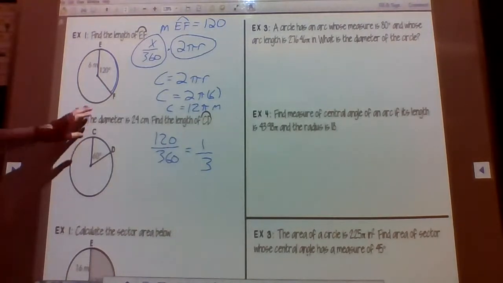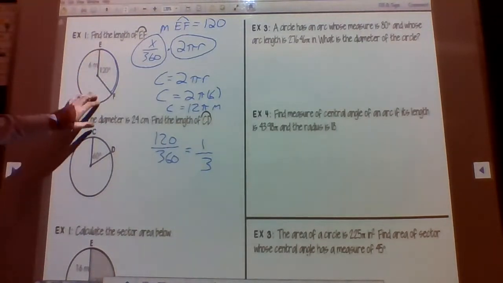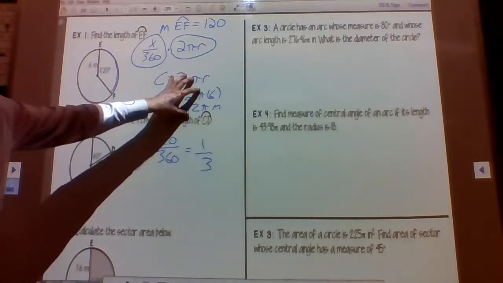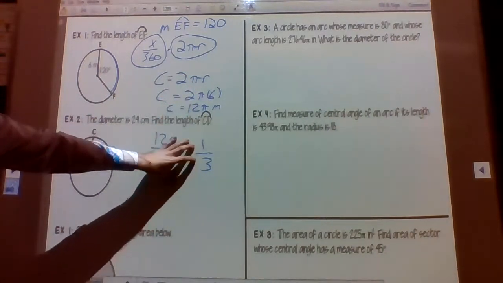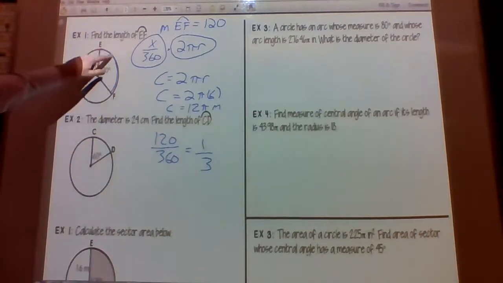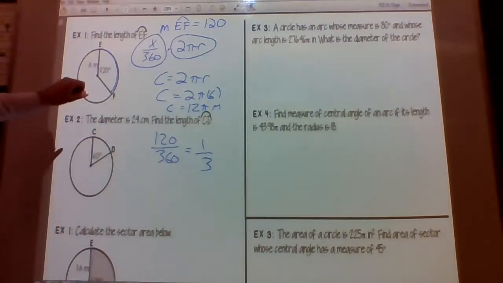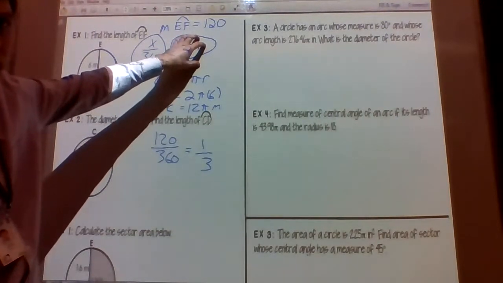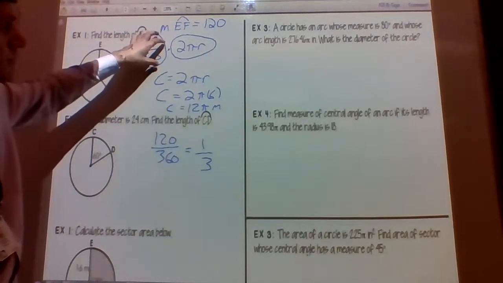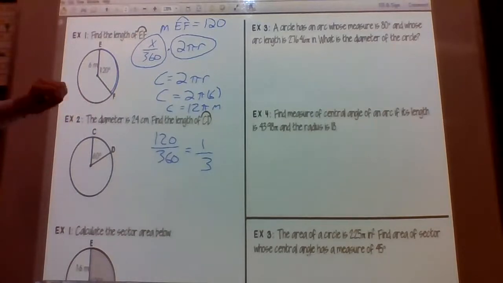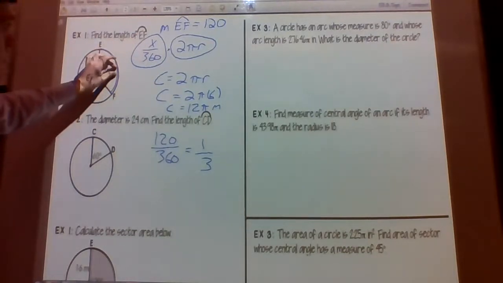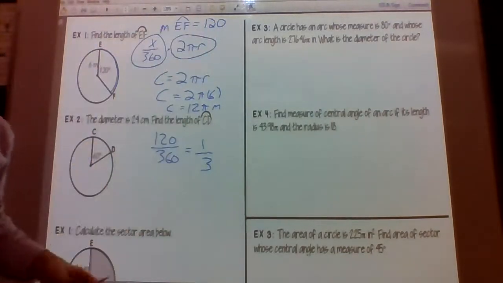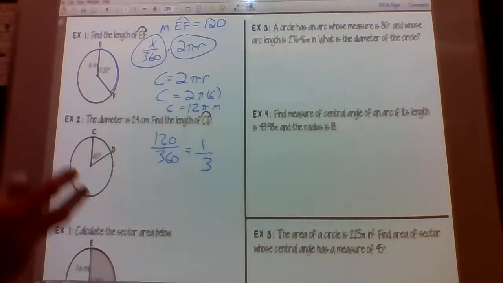So we're only looking at 1/3 of the circle, meaning we're only looking at 1/3 of the circumference. So whatever the circumference is, we're going to have to multiply that by 1/3 because it's only 1/3 of the whole thing. That's what this equation is saying. This is telling us here's the circumference, 2 pi r. Here's what portion of the circumference we're looking at. And we're looking at only 1/3 of it because we're only looking at 120 degrees, and 120 degrees out of 360 degrees is only 1/3.